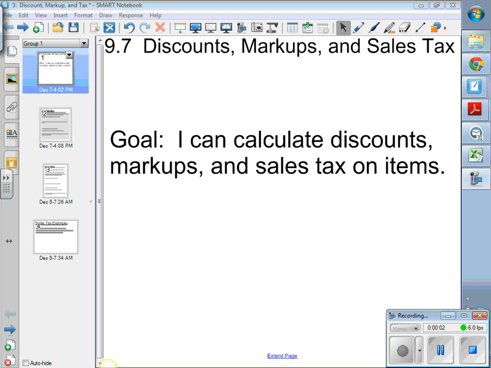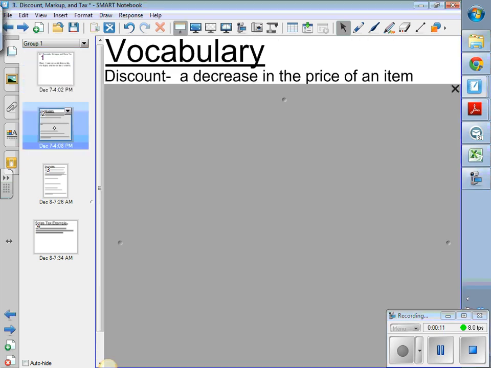For today's lesson, we are doing discounts, markups, and sales tax, and our goal is that we can find discounts, markups, and sales tax on items. So first we have vocabulary. A discount is a decrease in the price of an item.